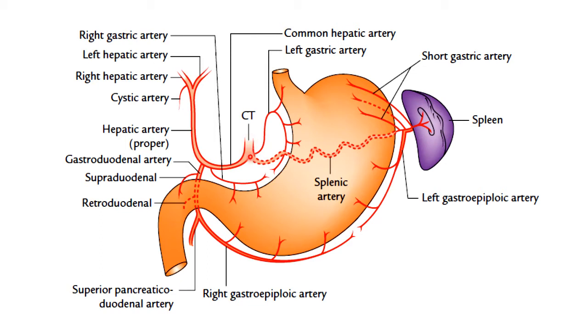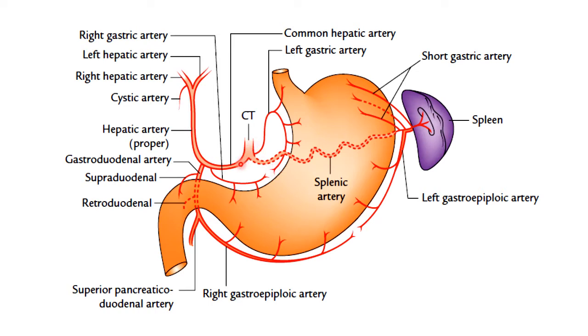The celiac trunk is a short arterial trunk which rises from the front of the abdominal aorta and divides into three branches. The left gastric artery is the smallest branch of the celiac trunk. It passes upward and to the left to reach the cardiac end of the stomach, where it turns forward to run along the lesser curvature of the stomach.